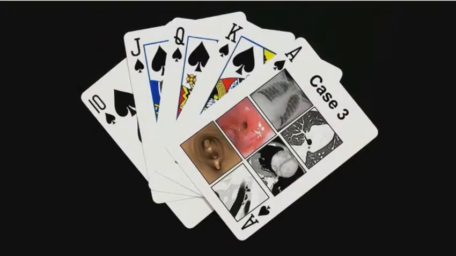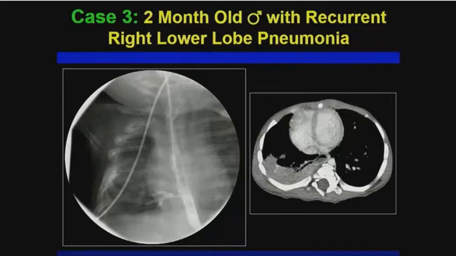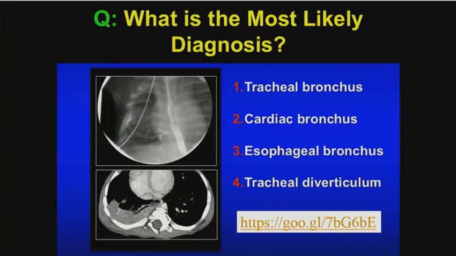We're going to move on to case number 3. This was a 2-month-old boy presenting with recurrent right lower lobe pneumonia. The patient was hospitalized multiple times due to right lower lobe pneumonia. I have a barium swallow study, a frontal view radiograph, and a subsequent CT. I'm going to help you a little bit with a little arrow, right? After lunch, we become a little bit sleepy, so I have a little clue with the arrow. The question I have for you is, what is the most likely diagnosis in this young child presenting with recurrent infection in the right lower lobe?